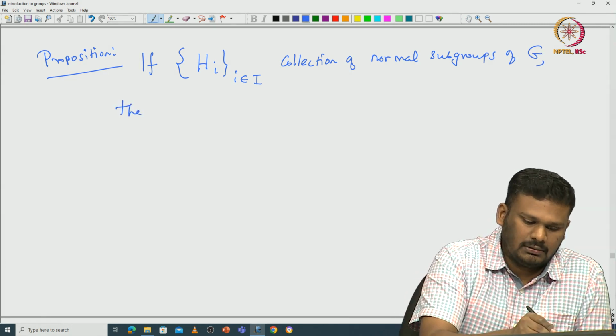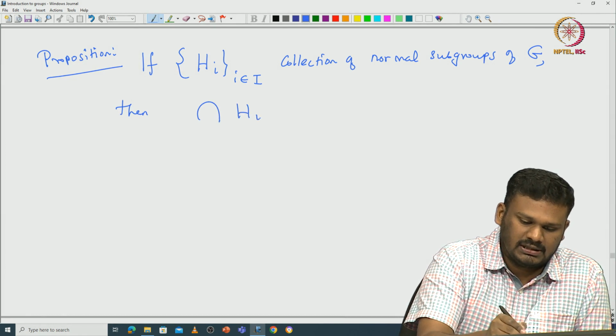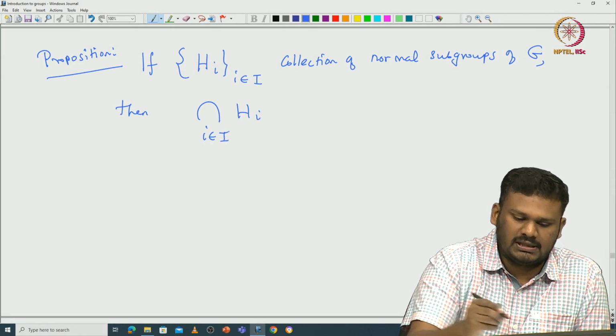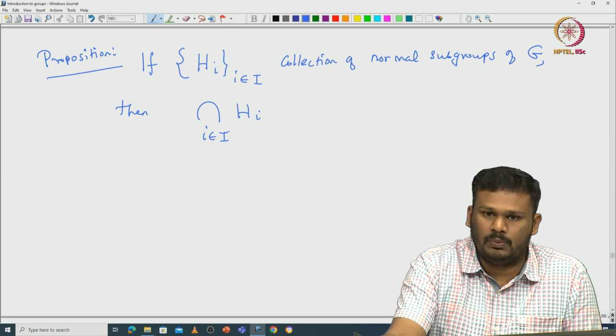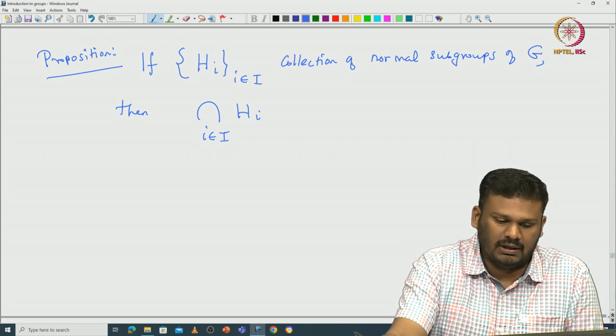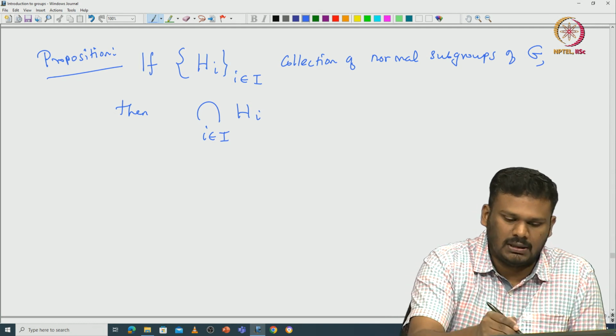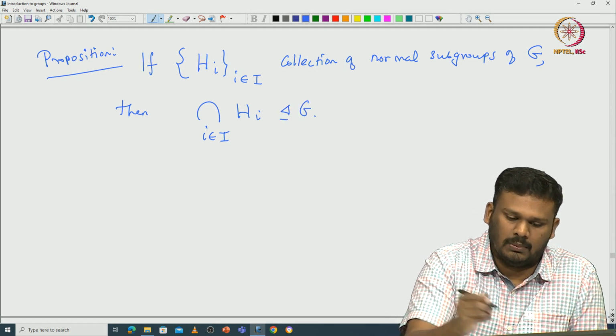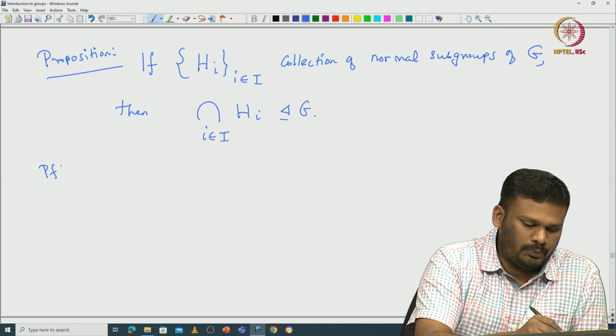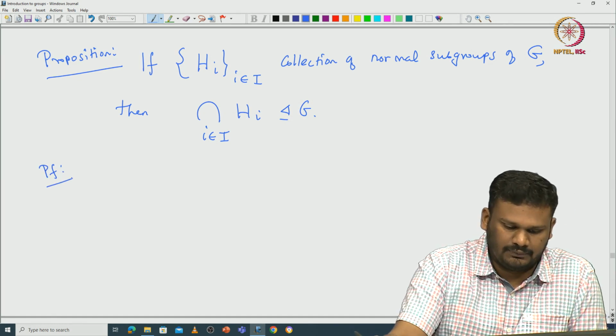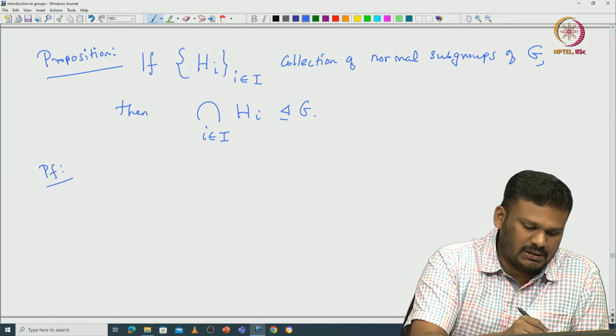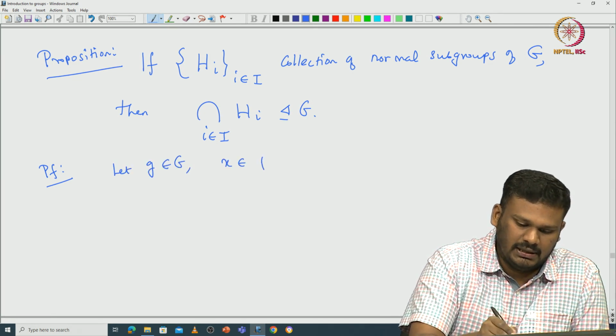then we can look at the intersection. We have already seen that the intersection of subgroups is a subgroup. Now we are looking at the intersection of normal subgroups. What can we say about it? This also must be normal in G. So what is the proof? The proof again is very easy. You start with some g in G and x in the intersection.